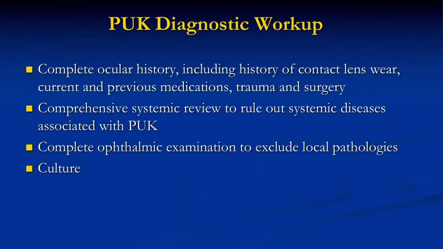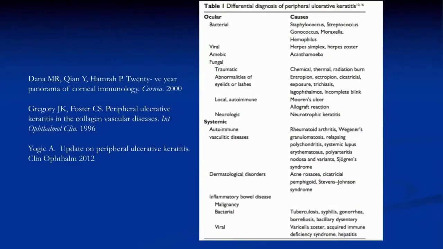Because of everything that goes on and because of all of the possibilities, we need a complete ocular history, including history of contact lens wear, current and previous medication, asking about trauma and surgery, a comprehensive systemic review to rule out the systemic diseases that could be associated with PUK that may not have shown yet, and a complete ophthalmic examination to exclude local pathologies, and of course, culture in those suspicious cases of infection. Reza Dana with Pedram Hamra as well as Steve Foster have written a number of times on differential diagnosis of peripheral ulcerative keratitis, including all of those infectious possibilities, as well as the systemic, autoimmune, vasculitides, and even dermatologic disorders.